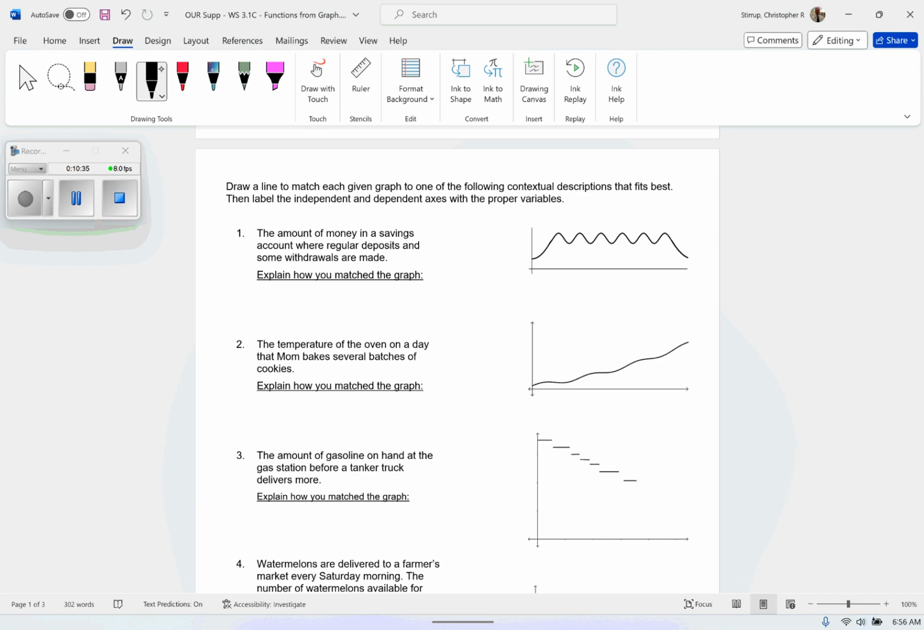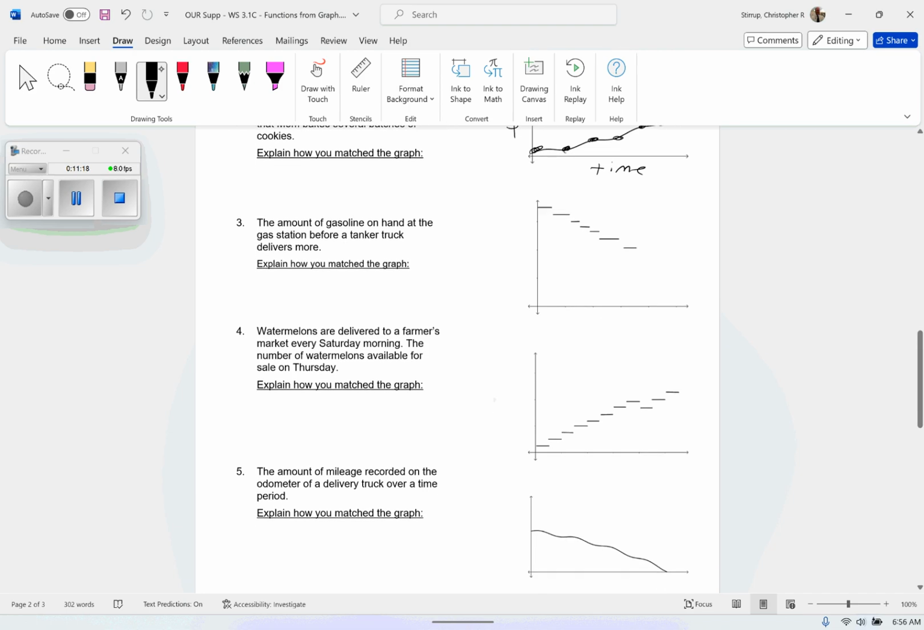Okay, so the amount of money in a savings account, you put some money in, took some out, put some more in, took some more out, put some more in, took some more out. I think this goes along with one. I think this could be time and money. This one could be the cookies. So this could be the temperature and the cookies. And being that the oven heats up, cooks cookies, takes out some cookies, so it lowers the temperature, puts cookies in, goes back up in temperature. So that could definitely take place. So this one could go along with the cookies.